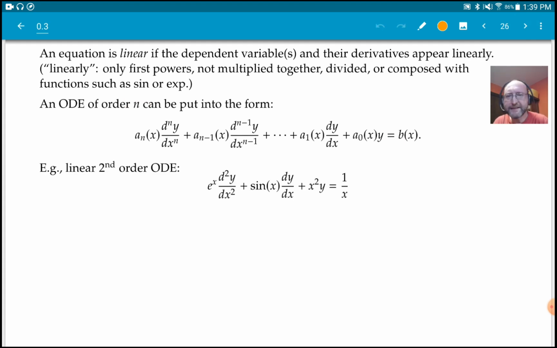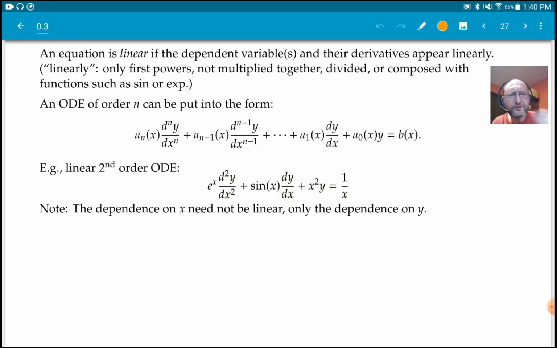So for example, second order ODE, example one. Here are the dependent variable and its derivatives: the second derivative of y with respect to x, the first derivative of y with respect to x, and y itself, right? And they're multiplied by some functions in terms of x, and there's also some function in terms of x left over.